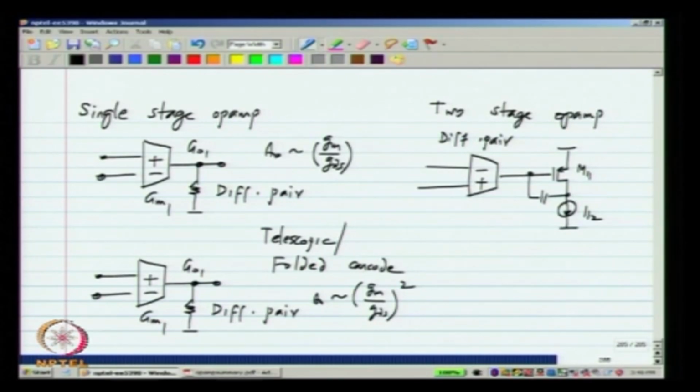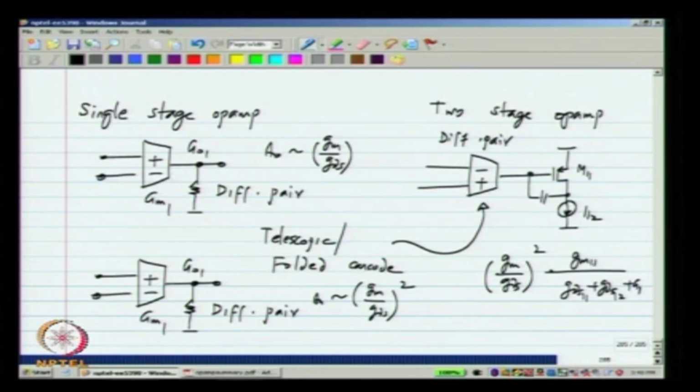What we can instead do is to use the telescopic or the folded cascode in that stage. If we do that, the gain of the first stage increases; it will be of the order of Gm by Gds squared, and the second stage will have a gain of Gm11 by Gds11 plus Gds12 plus Gl. So, by increasing the first stage gain, we can increase the gain of the overall op amp.